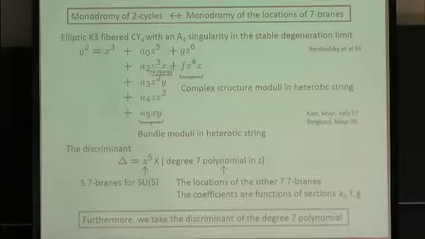So this equation has an A4 singularity, and actually there is a very nice map between heterotic string theory and F-theory. Those parameters which I denote A0 to A5 are actually the bundle moduli, the same parameters which appeared in the spectral curve equation, and this f and g are also the complex structure moduli of heterotic string theory.